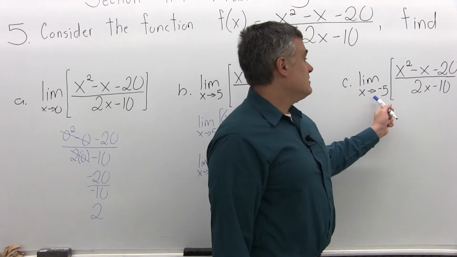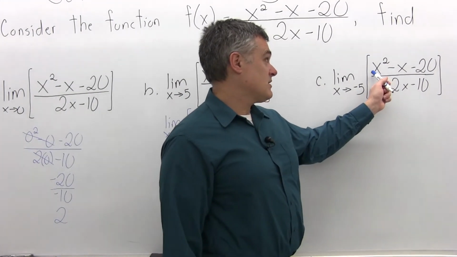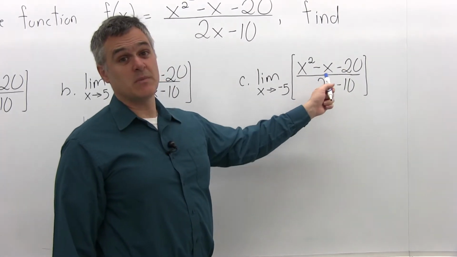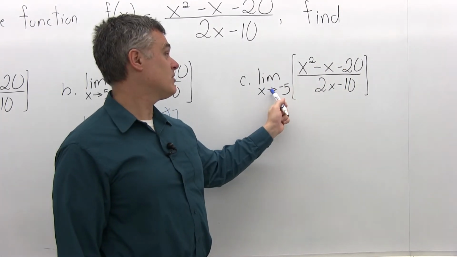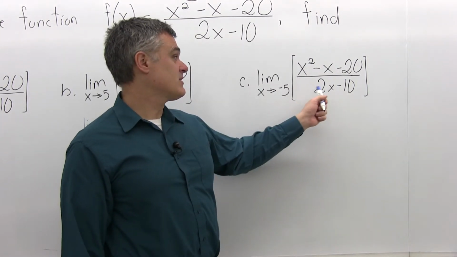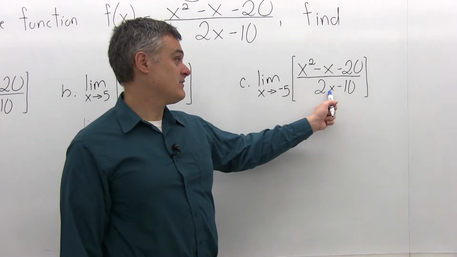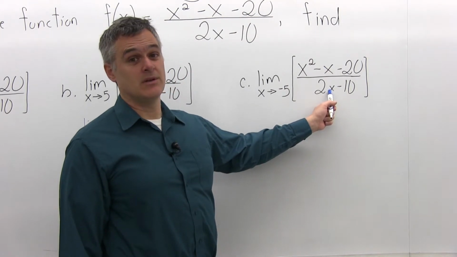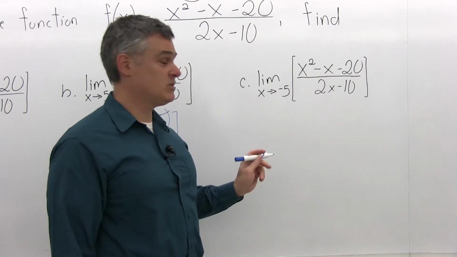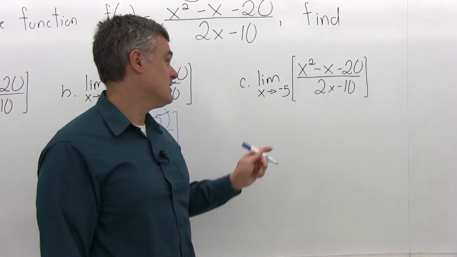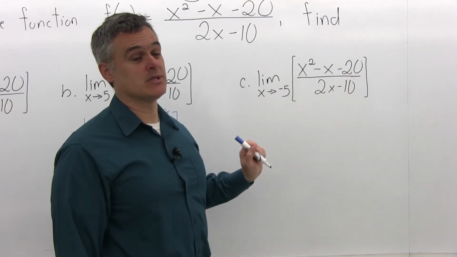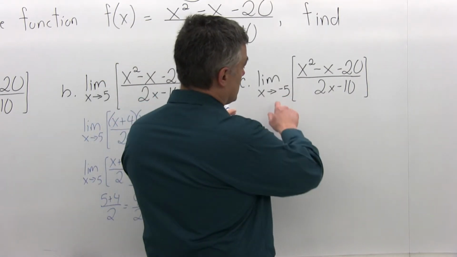Now, part C, I have the same function. I want to take the limit of x squared minus x minus 20 over 2x minus 10 as the input approaches negative 5. Now, it turns out I don't have to factor this. I can actually put in a negative 5 for x. The bottom becomes negative 10 minus 10, or negative 20. So as long as it's not zeroing out the denominator, I can just see what happens when I take the limit by actually just putting in the value that I'm approaching. So just be careful with the negative.